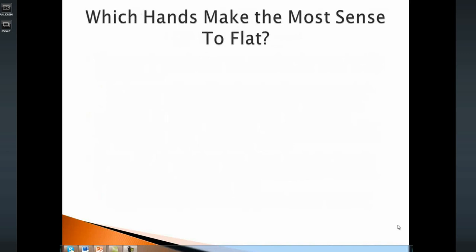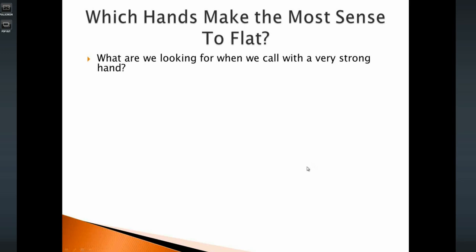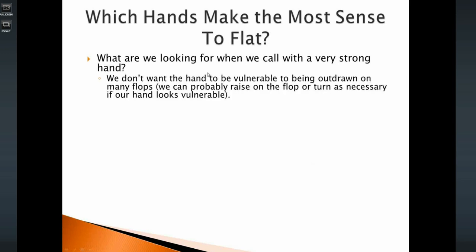Which hands make the most sense to flat? What are we looking for when we call with a very strong hand? Well, we don't want the hand to be vulnerable to being outdrawn on many flops. We can probably raise on the flop or turn as necessary if our hand looks vulnerable. So that's something very important to keep in mind: your opponent's not going to get to realize all the equity of his hand.